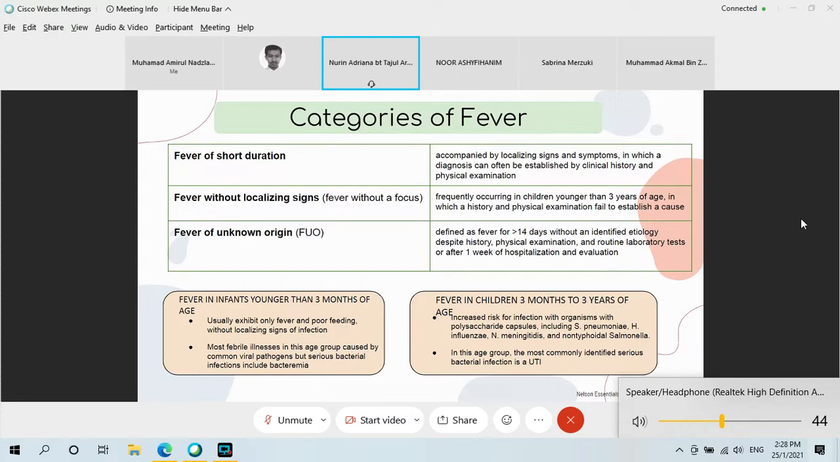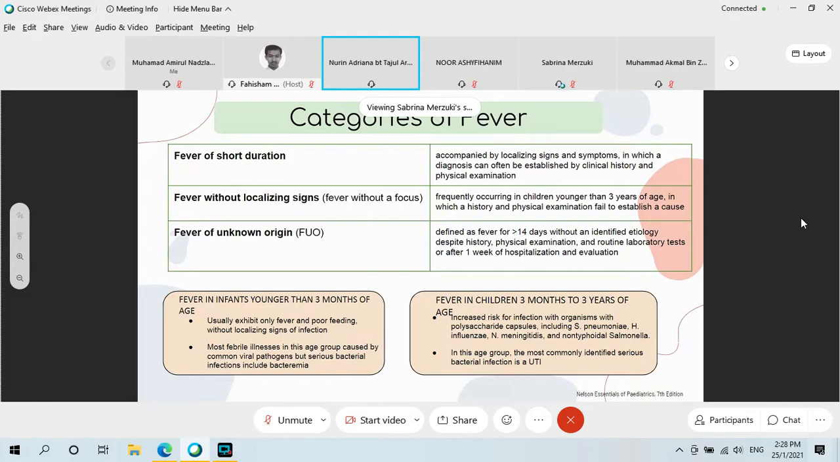For fever in children 3 months to 3 years of age, they have an increased risk of infection with organisms with polysaccharide capsules, including Streptococcus pneumoniae, Haemophilus influenzae, Neisseria meningitidis, and non-typhoidal Salmonella. This is because effective phagocytosis of these organisms requires opsonic antibody, and opsonization requires IgG type of antibody. Initially, transplacental maternal IgG provides immunity, but as they grow up, the immunity slowly decreases, and that is why they have a higher risk of infection. In this age group, the most commonly identified serious bacterial infection is UTI.